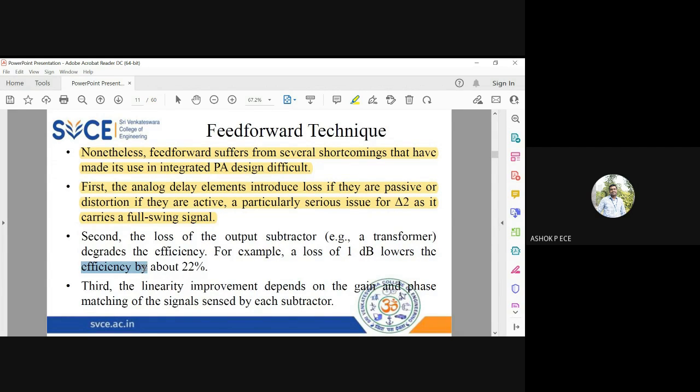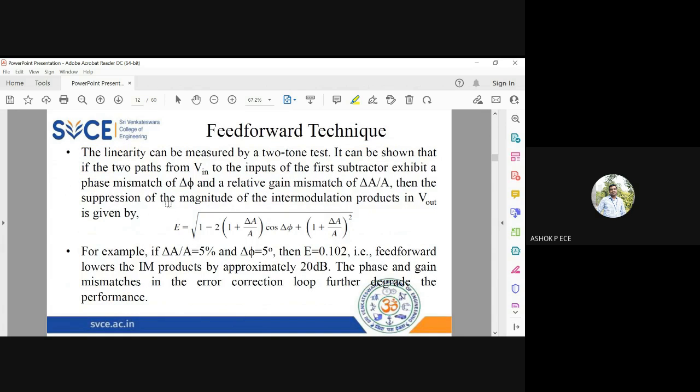So you can see that the efficiency is only 22%. Third, the linearity improvement depends on the gain and phase matching of signals. The subtractor has to work properly. If the subtractor is not working properly, then there is no use designing this network. And the error value is given by this formula, showing how much error you have in the signal. So it is 1 minus 2 into this formula. Delta A by A is the variation in the amplitude, and delta phi is the variation in the phase angle. So if you substitute, you get the error value as 0.102, approximately 20 dB. They say the 20 dB IM products are there in your signal.